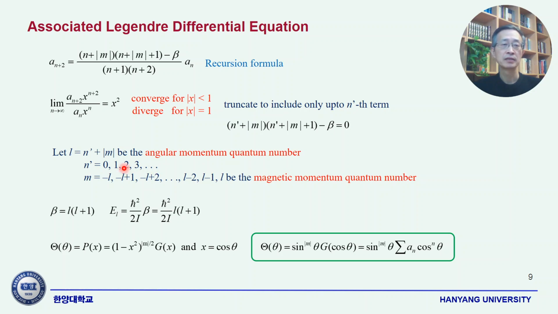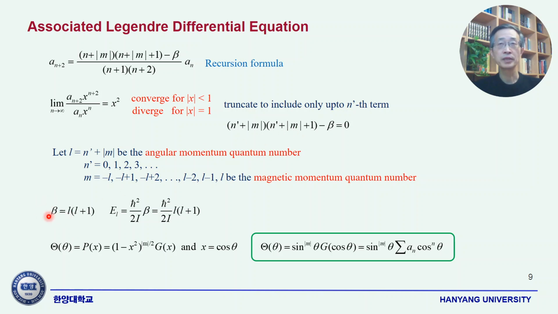If we have that, then our m value runs from minus L, which is an integer, to plus L, all the integers between them. So this L is the angular momentum quantum number, and this m is the magnetic quantum number. We have now determined beta, which is L plus 1, because beta equals n prime plus the absolute value of m plus 1, which is L plus 1.